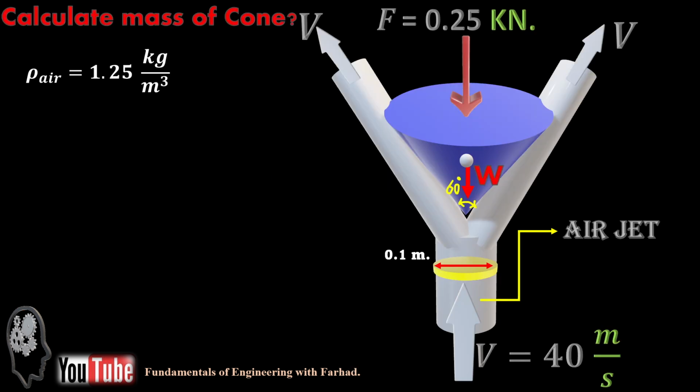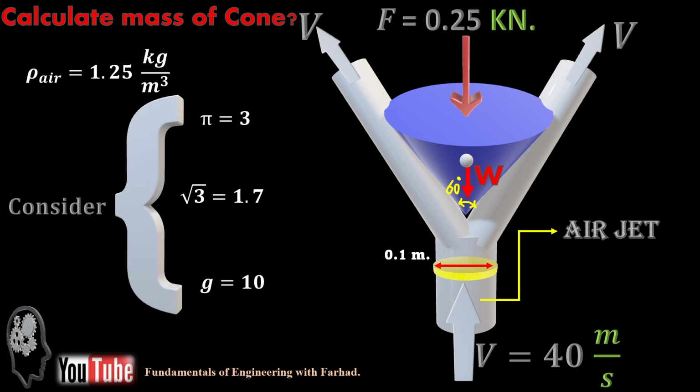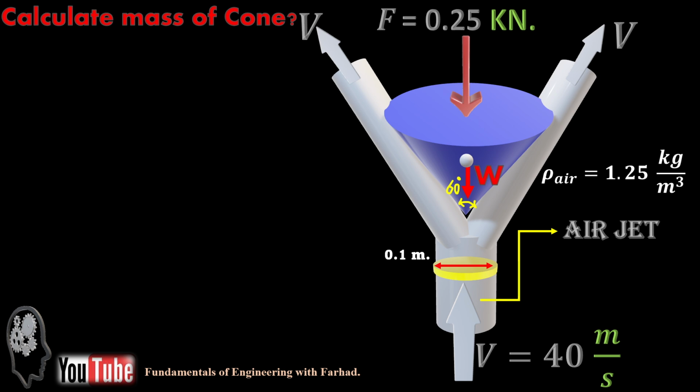For simplicity of the problem, we have the density of air in the SI unit because the dimensions are in SI units. So that's 1.25 kg per meter cubed. And let's consider pi is equal to 3, the square root of 3 is equal to 1.7, and g is equal to 10 meter per square second, just in terms of simplicity of the problem. So considering this simplification, we can start with the momentum equation.